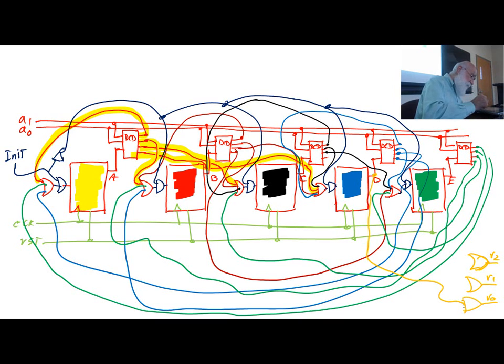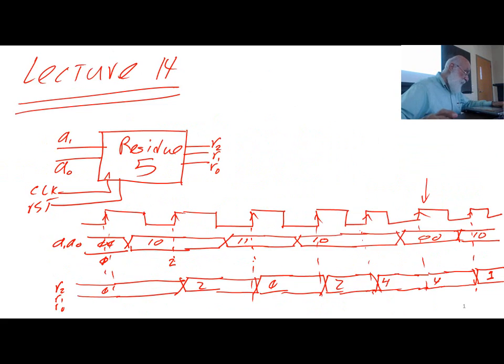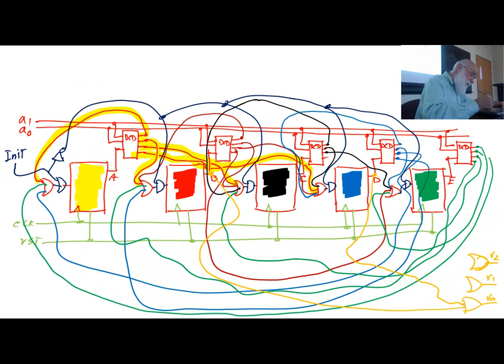Here, and this is state B. Okay, B or D. R1 is 1 when I am in state C or D. C or D. That's for R1. D is already here. And C is this.